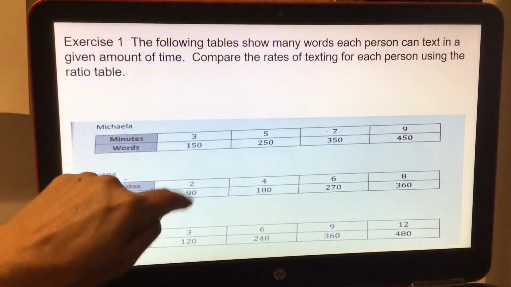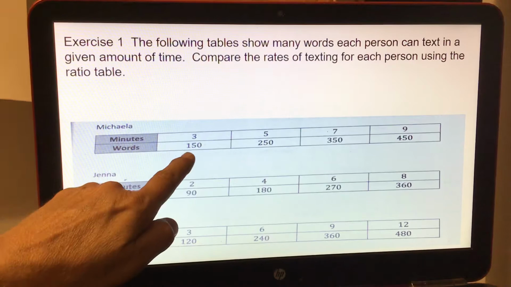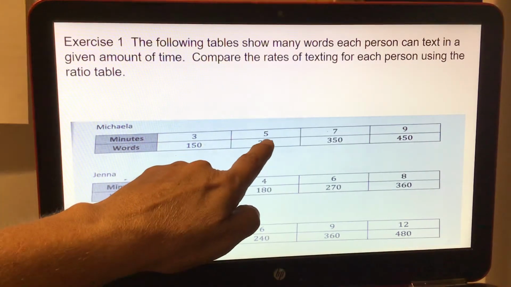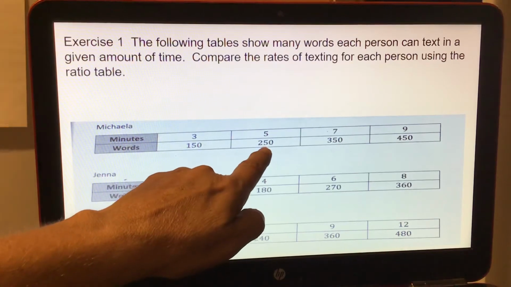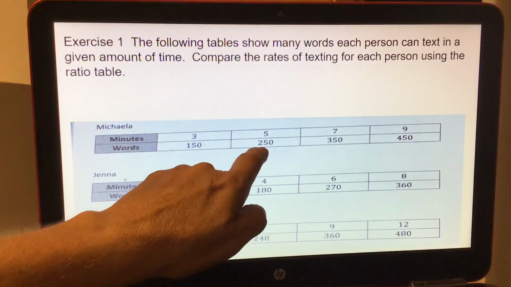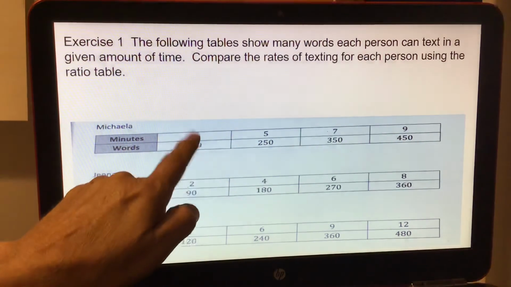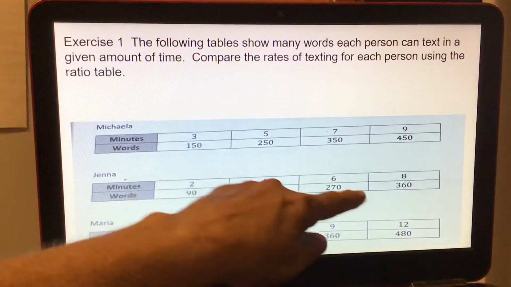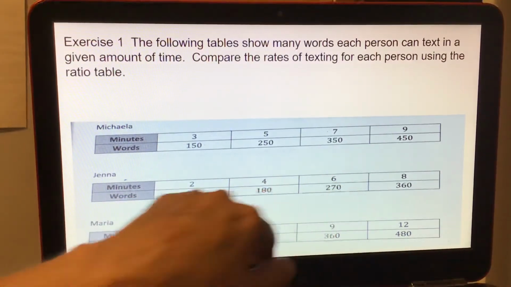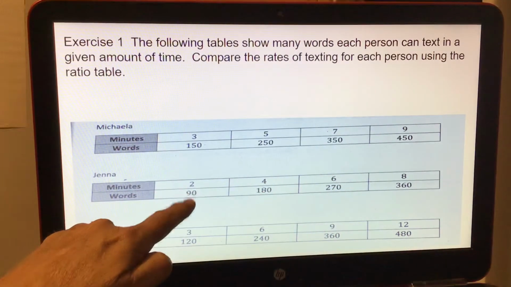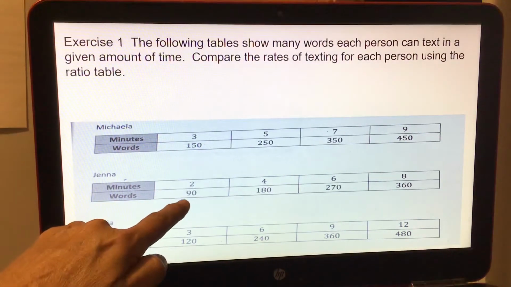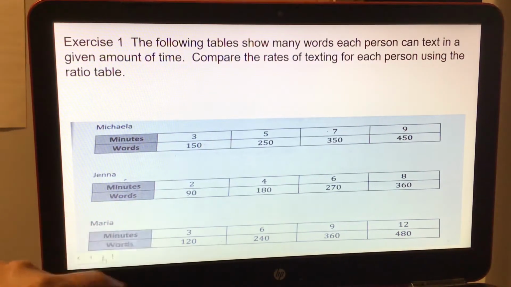But 3 goes into 3 1 time, and 3 goes into 150 50 times. 5 goes into 5 1 time, 5 goes into 250 50 times, right? So 1 to 50. Okay, so same for here. You can do the same. You can tell this is doubled, okay? So 2 goes into 2 1 time, 2 goes into 90 45 times. So 1 over 45, 1 to 45.